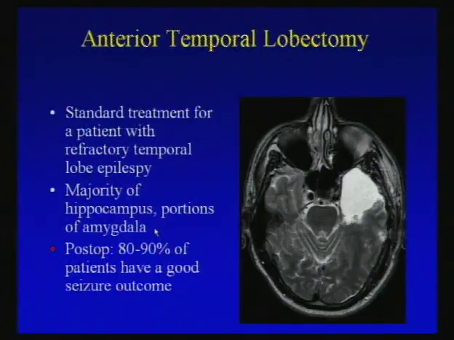The standard treatment for patients with mesial temporal sclerosis is anterior temporal lobectomy, where they resect the anterior temporal lobe and the majority of the hippocampus and portions of the amygdala. And these patients do very well postoperatively. 80 to 90% of patients will either be seizure-free or have a greatly reduced number of seizures.